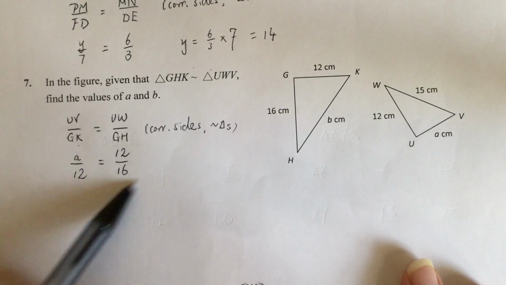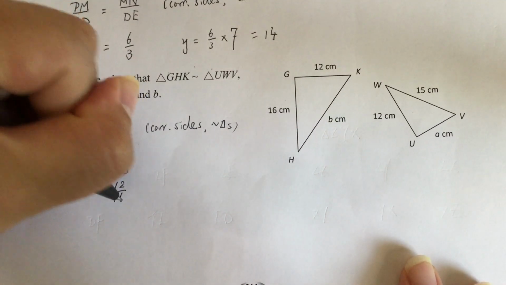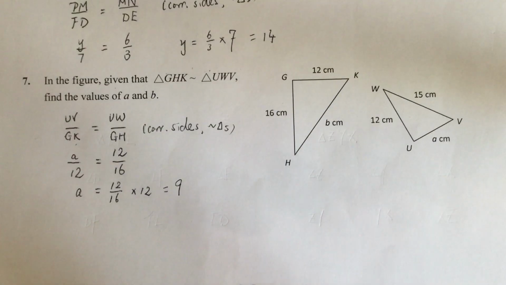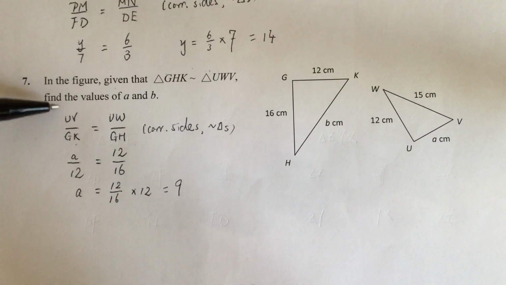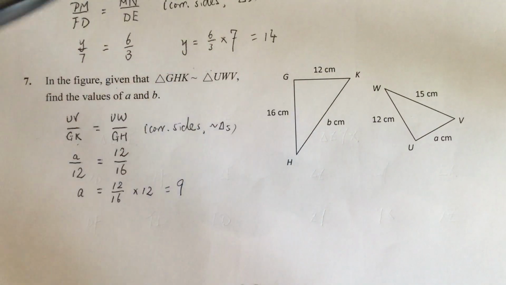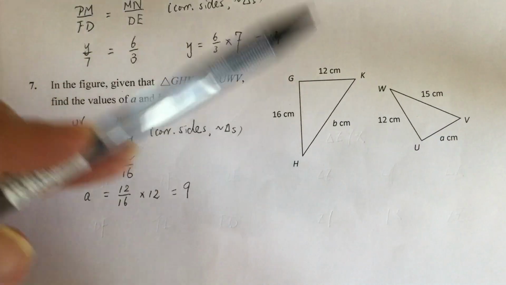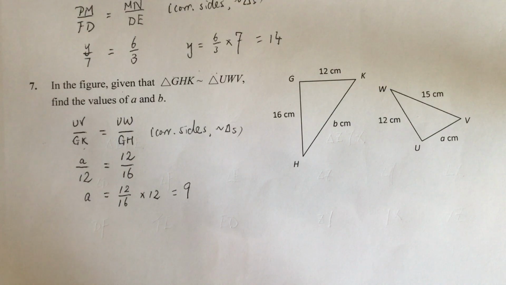So every time we have 12, and then we can times 12 here. So we have a equals 12 over 16 times 12. So this one is 9. So we can solve the problem easily. But please pay attention, we must match the numbers clearly. We will use UV here, and GK for the second one. If I want to find out the pair of GH, I must find out the pair is UW, so that I can solve a directly with the corresponding sides of similar triangles.